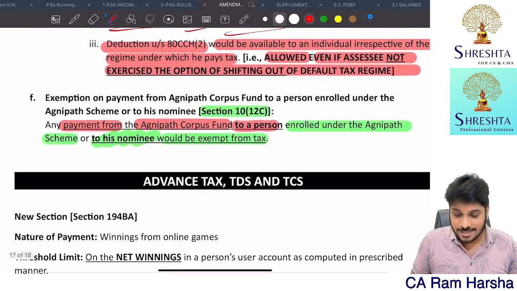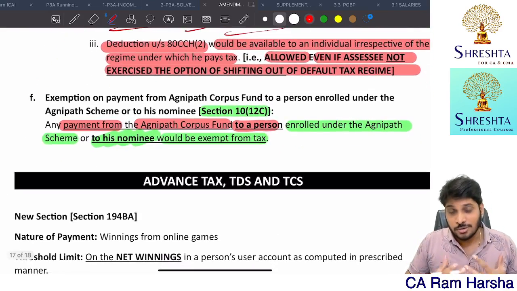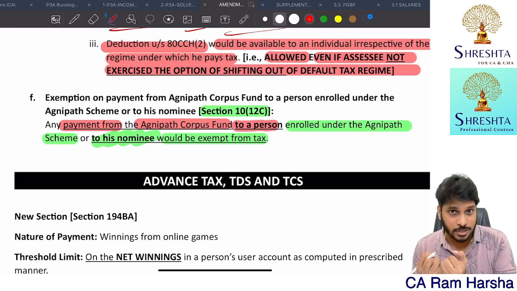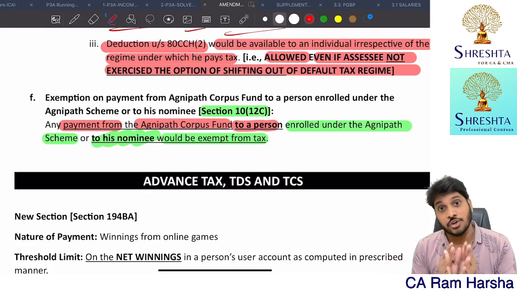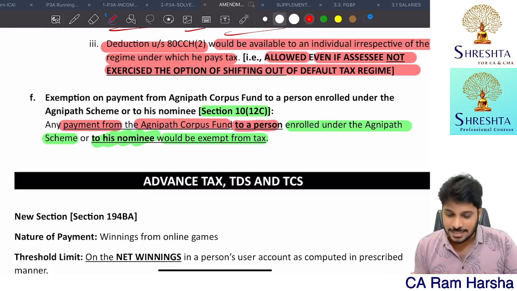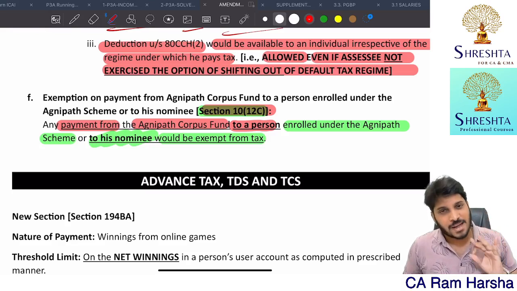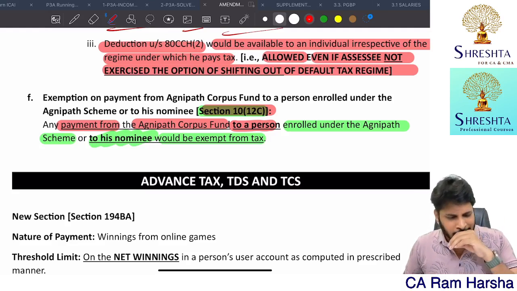That's it. And exemption from the Agniveer fund: whatever corpus fund amount you withdraw after completion of your service, 4 years, is exempt. During these 4 years, the government will not let you withdraw. After 4 years of service, if you withdraw, or your nominee, if at all, they are getting it fully exempt. Section 10 clause 12C. Section 10 clause 12 and all is talking about provident fund. Section 10 clause 11 is talking about public provident fund, all that. But don't get confused. This is an important latest amendment. That's it.